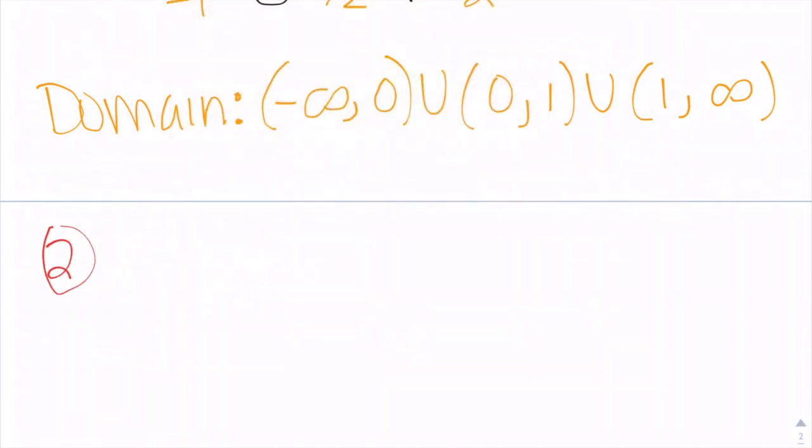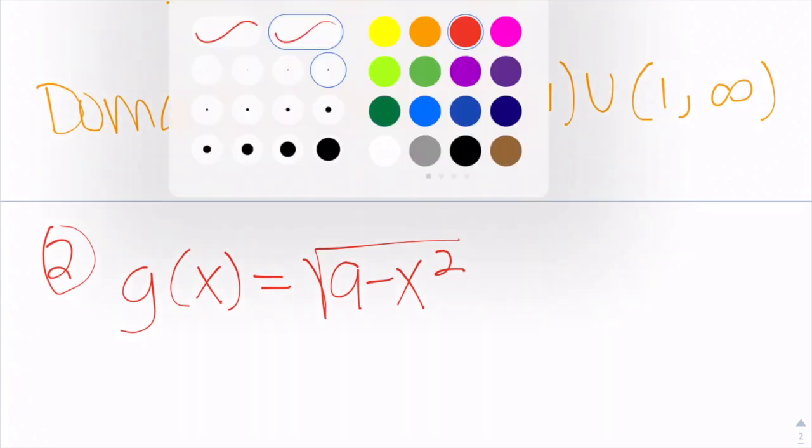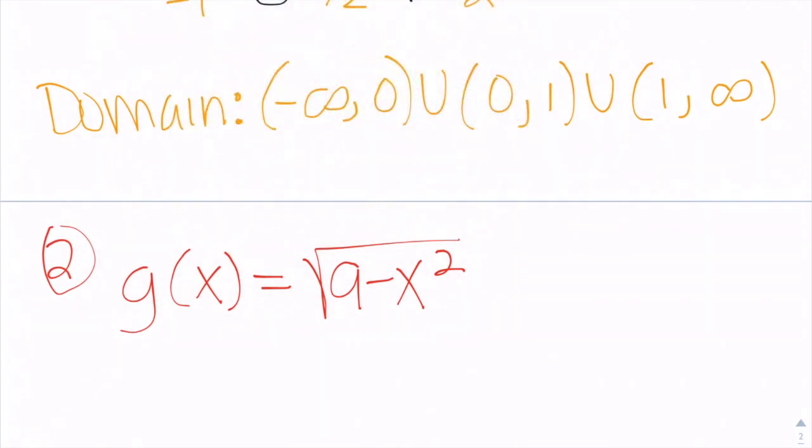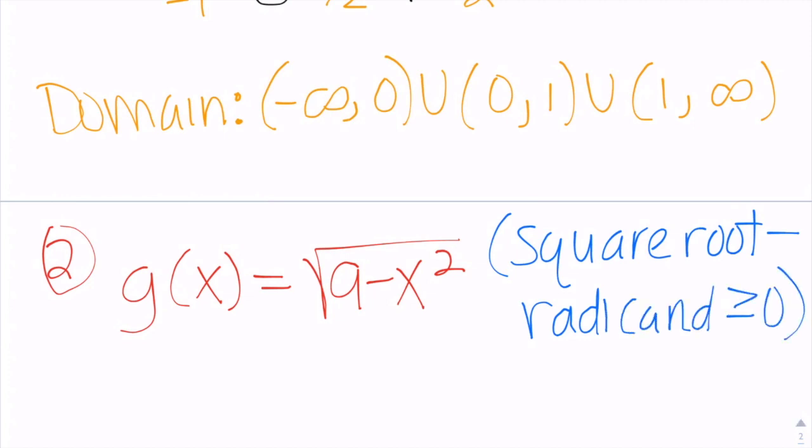Example 2, if I give you g of x equals the square root of 9 minus x squared. Now we want to make a note here that this is a square root function, and that you cannot take the square root of a negative number. So it's called your radicand. The radicand is what's under the radical. So your radicand has to be greater than or equal to 0.